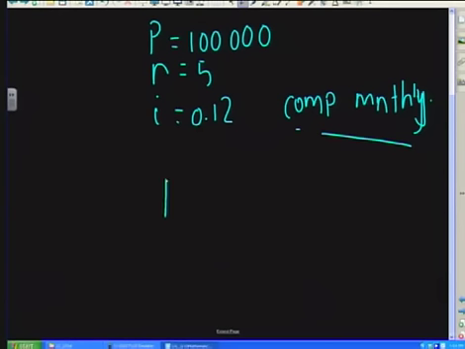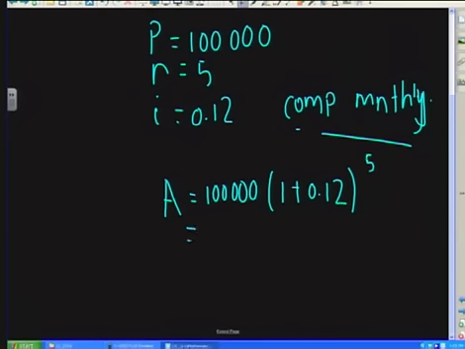And if we want the accumulated amount, we're going to say A is equal to P, which is 100,000, times 1 plus I, so it's 1 plus 0.12. All we're going to do is work out the final amount by raising that to the power of 5. This is going to be 1.12 to the power of 5, and we times that by 100,000.